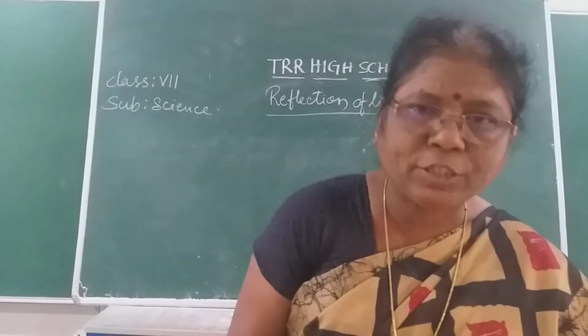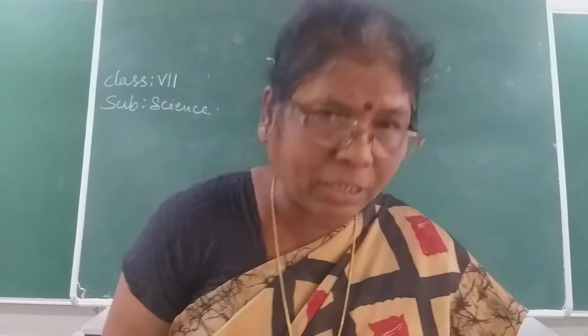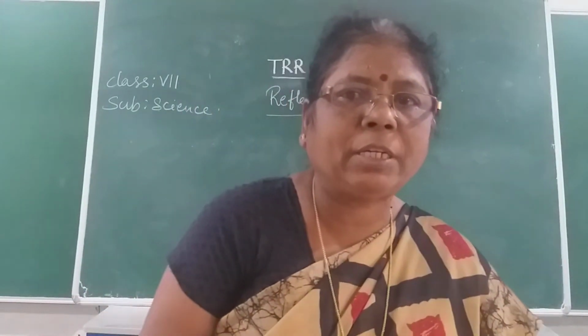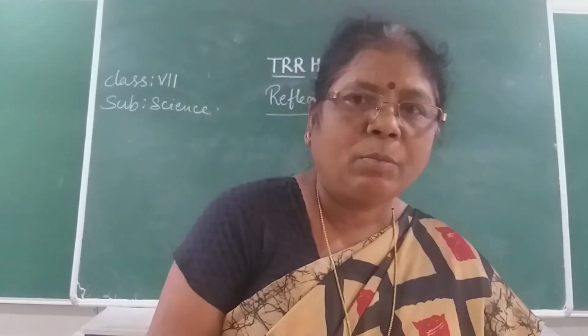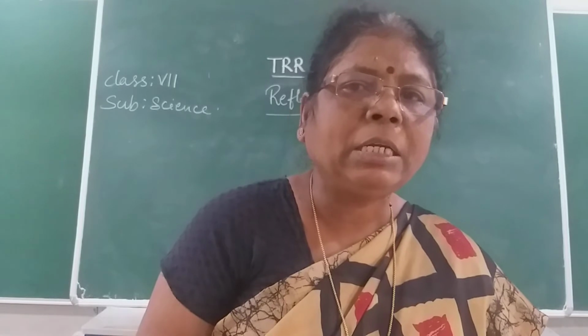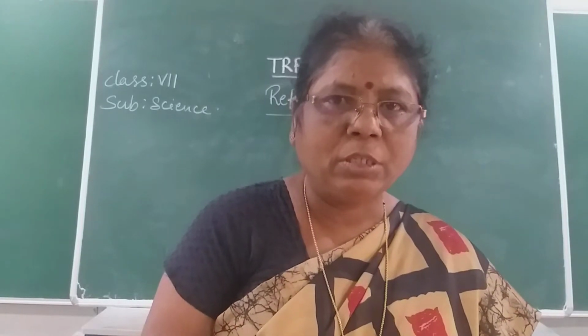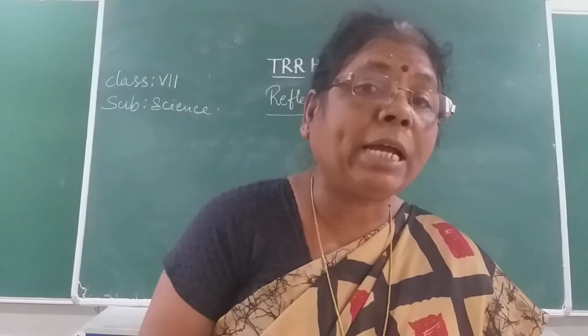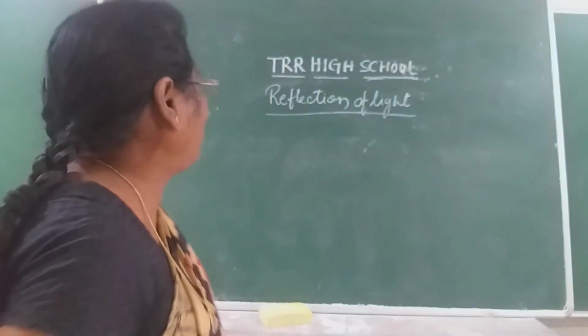Now we are in the reflection of light lesson. Here is a quick recap of the lesson. What is reflection? When a ray of light falls on the surface of a mirror, it reflects back. This phenomenon is called reflection of light. Always the angle of incidence is equal to the angle of reflection.